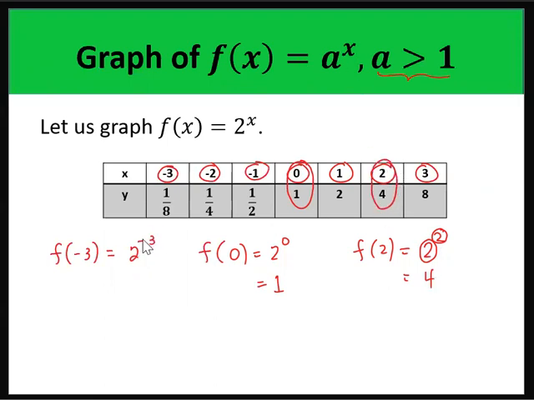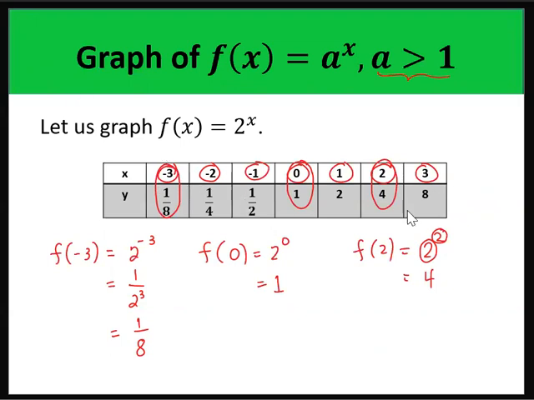Now, if the exponent is negative, 2 raised to negative 3 can be written as 1 divided by 2 raised to 3. And 2 raised to 3 is the product of 3 copies of 2, which is 2 times 2 times 2, or 8. So this one can be simplified as 1 over 8. So that's why we have this ordered pair.